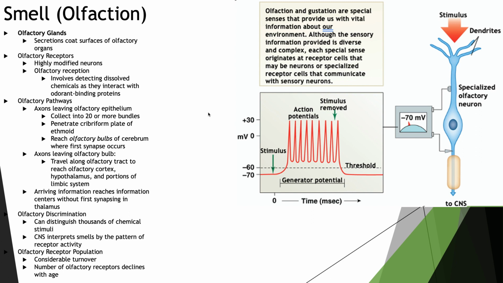The second layer, the underlying lamina propria, consists of areolar tissue, numerous blood vessels, and nerves. This layer also contains olfactory glands. Their secretions absorb water and form thick pigmented mucus.